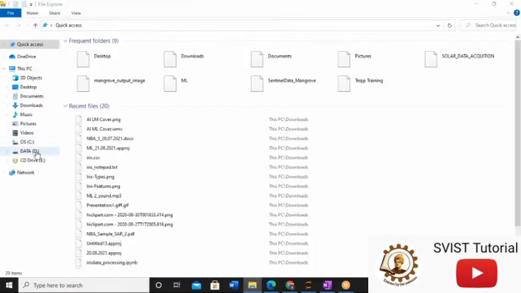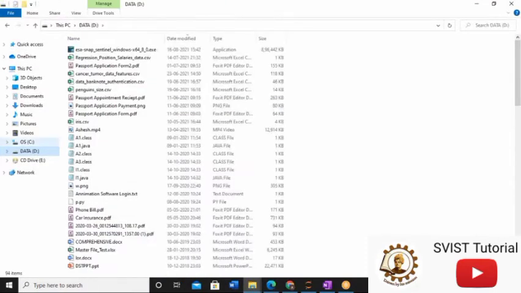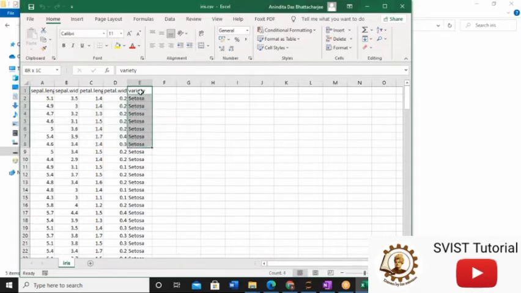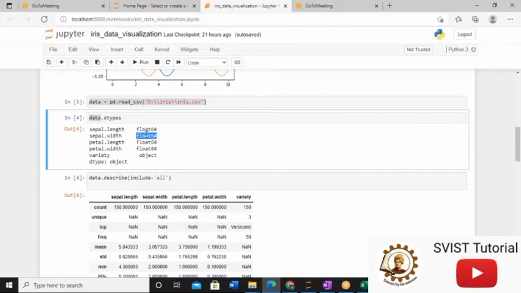Let me show you the data. See, this last column, the variety column, the data type of this variety column is object. And the rest of the columns that we have, sepal length, sepal width, petal length and petal width, they have floating point values. So that's why it is showing float64. So this is the floating point data type which is represented in terms of Python.